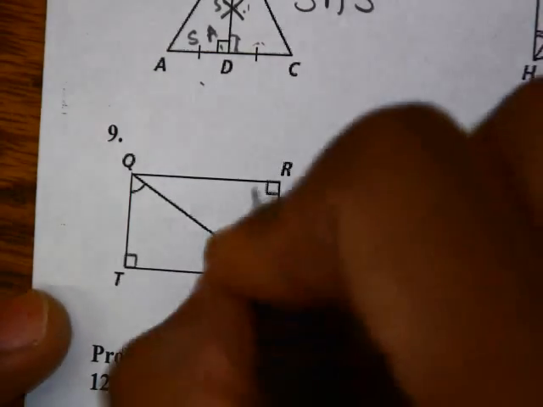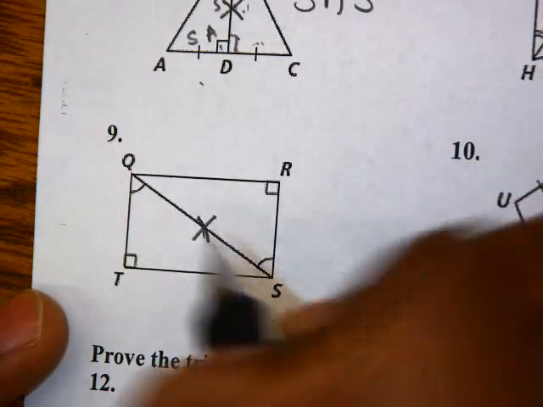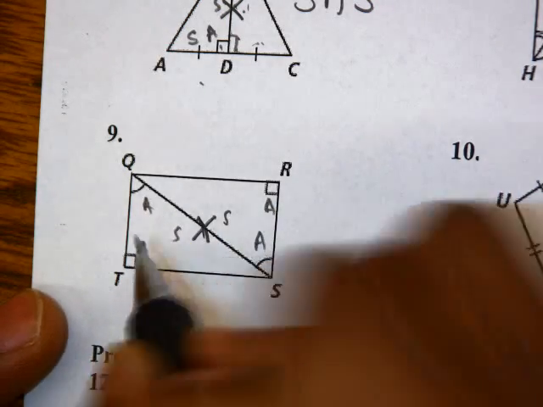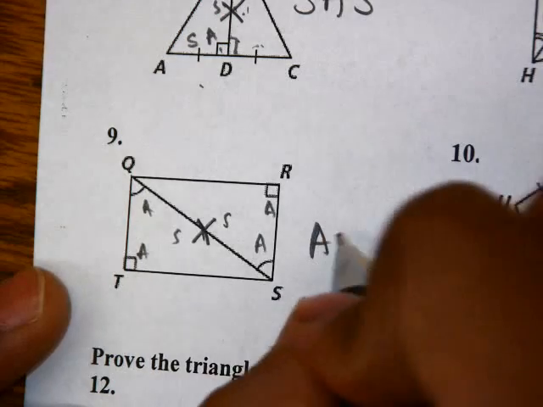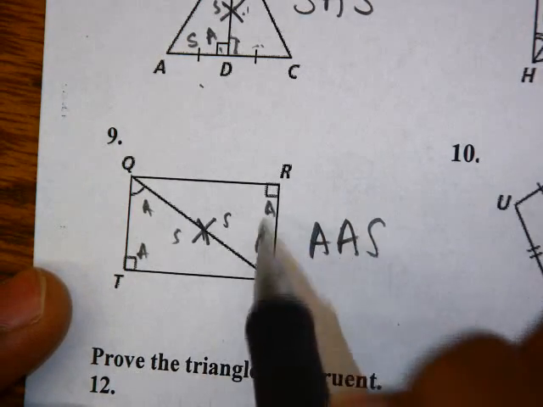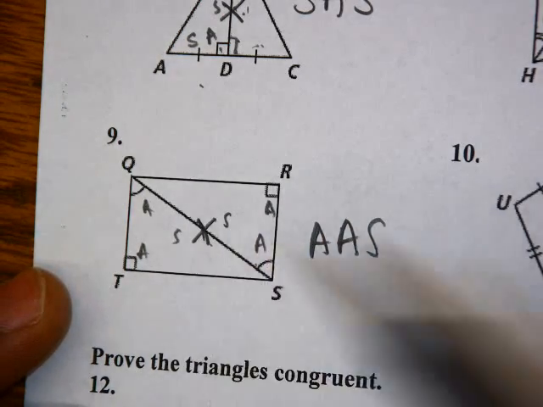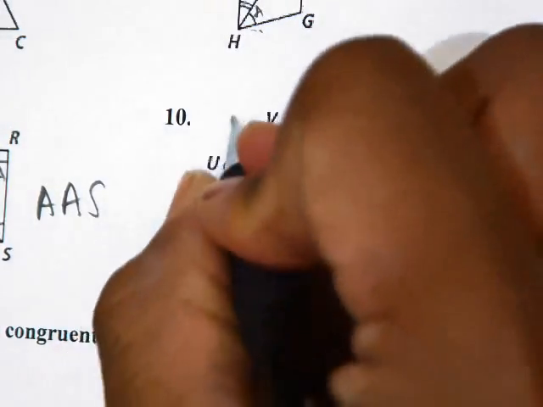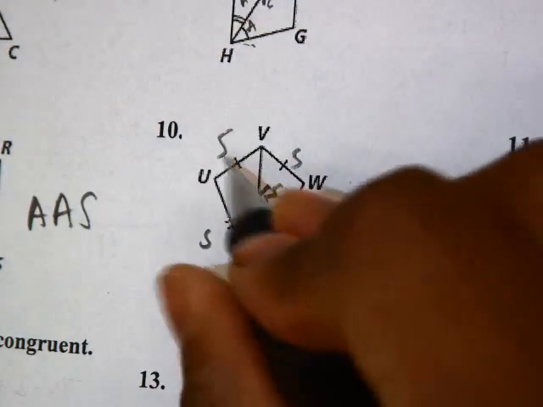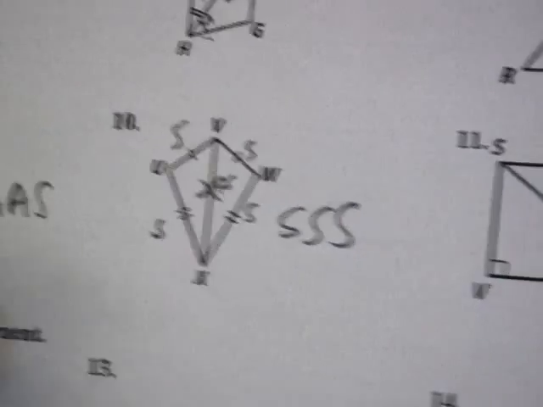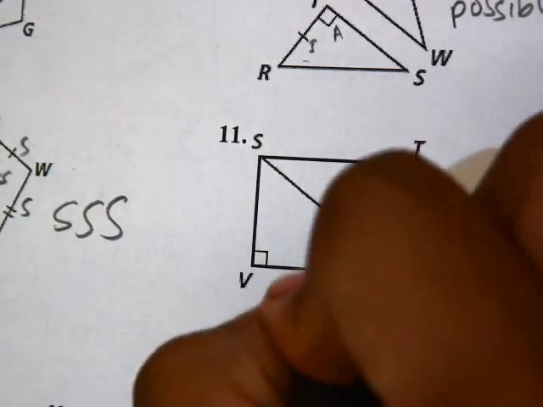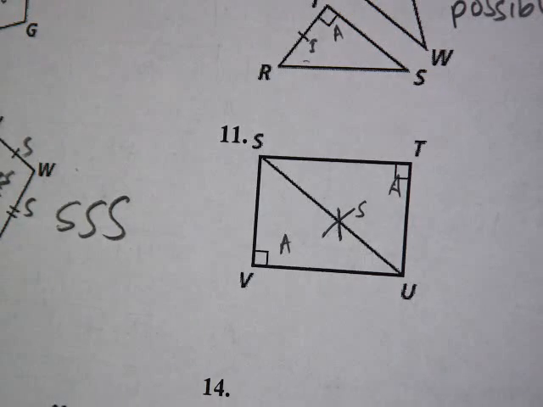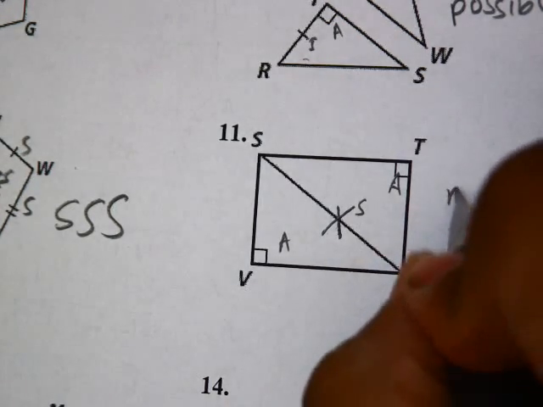In number 9, I have again the reflexive side. These are two angle markings. Okay. So I have angle, angle, side because I have two angles and the side is not in between the two angles. In number 10, I have all side markings, so I have side, side, side. In number 11, I have that angle marking, the side marking, and that's all in each triangle. I need something else. There's not enough information here.